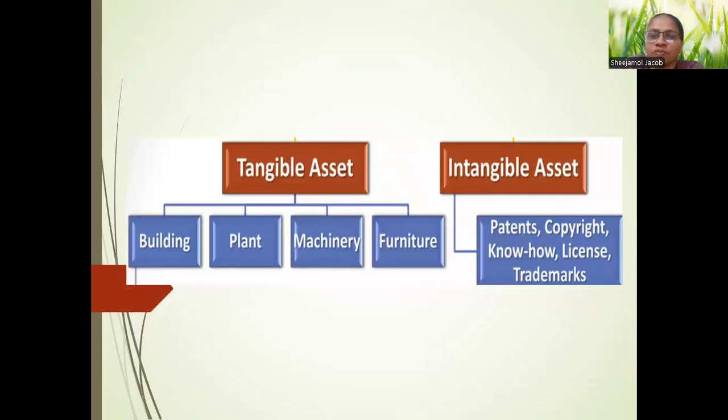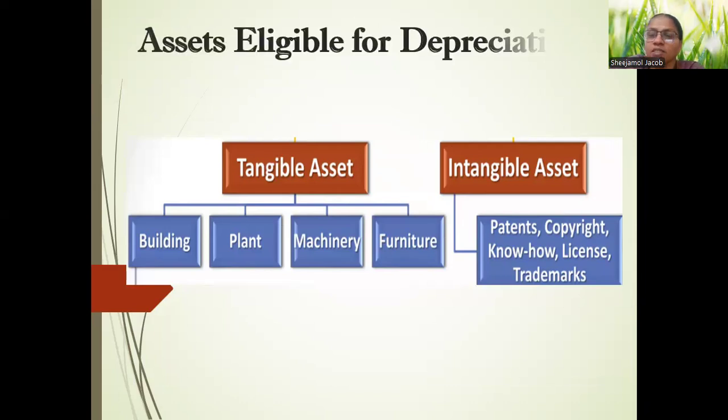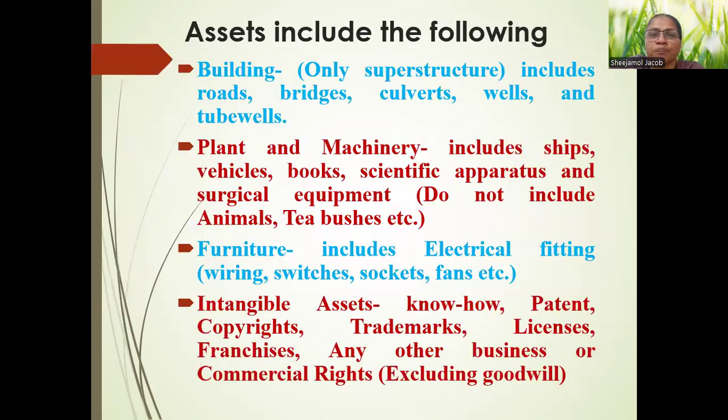There are two types of assets, tangible and intangible assets. Tangible assets, for example, building, plant, machinery, furniture, all come under tangible assets. Intangible assets: patents, copyright, know-how, licenses, and trademarks. These assets are eligible for depreciation.